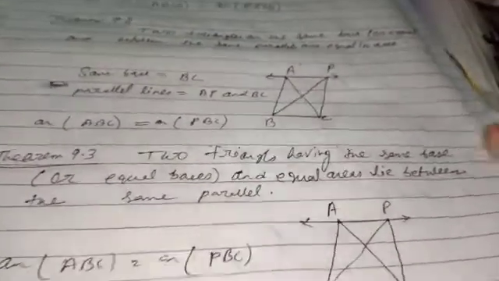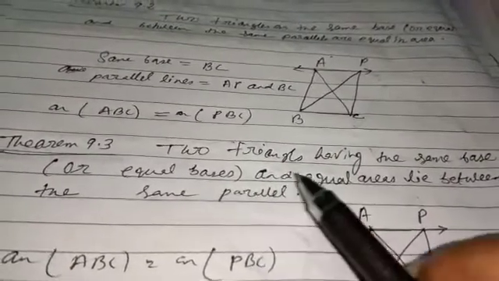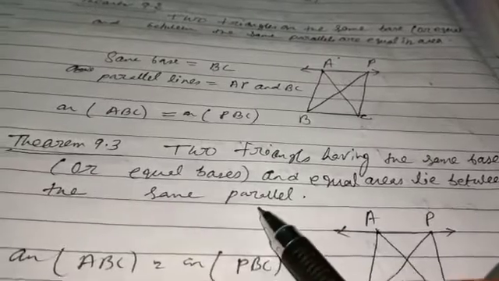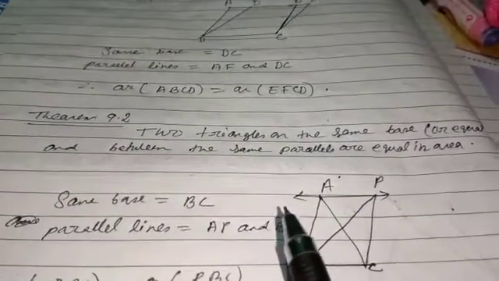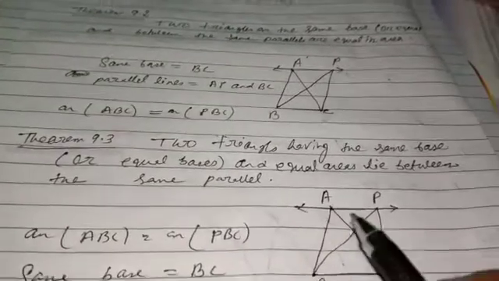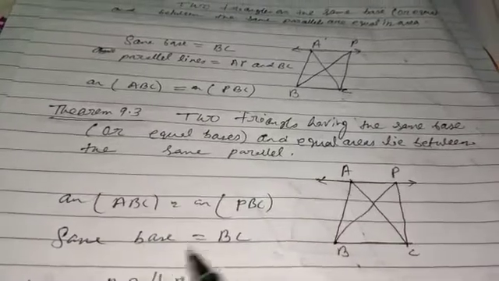Clear? Then theorem 9.3. Two triangles having the same base or equal bases and equal areas lie between the same parallel. This is a little different. See, in this case we understood from theorem 9.2 that if two triangles are on the same base and between the same parallel, their areas are equal. And according to theorem 9.3, suppose you have that the areas of these triangles are equal, meaning area of ABC is equal to area of PBC. Also they have the same base BC.